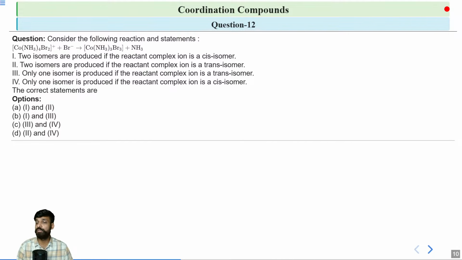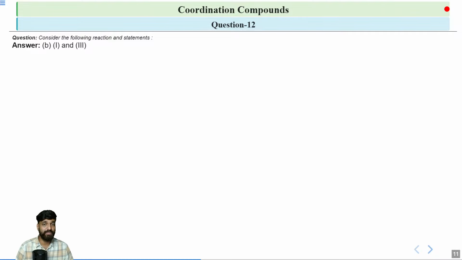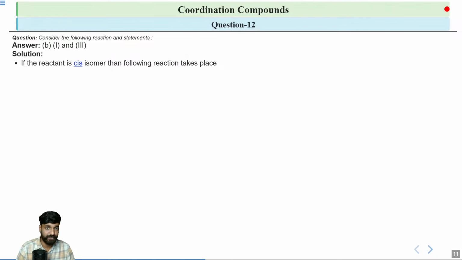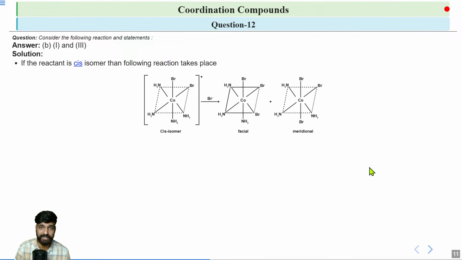Okay. So moving on to the correct answer, it will be 1 and 3, which is option number B. So basically, if the reactant is a cis isomer, then the following reaction takes place. So this is your Br minus, and this is a cis isomer because your Br are present at the same 90 degree. If they are present at 180 degree, then it would be a trans one. Now next, what will happen? Your Br will come here and substitute this NH3.